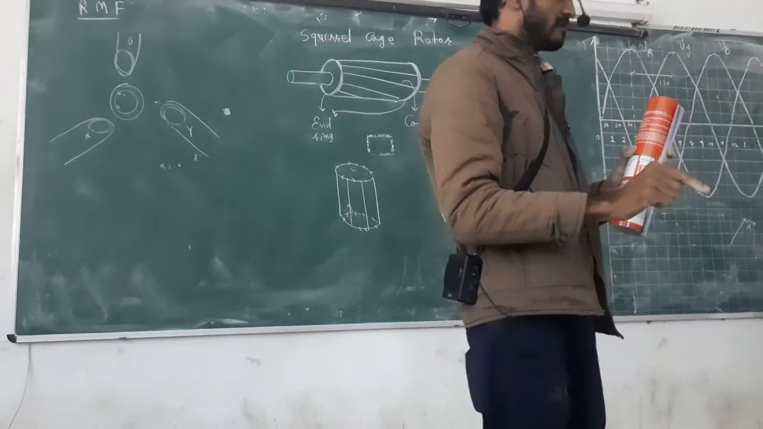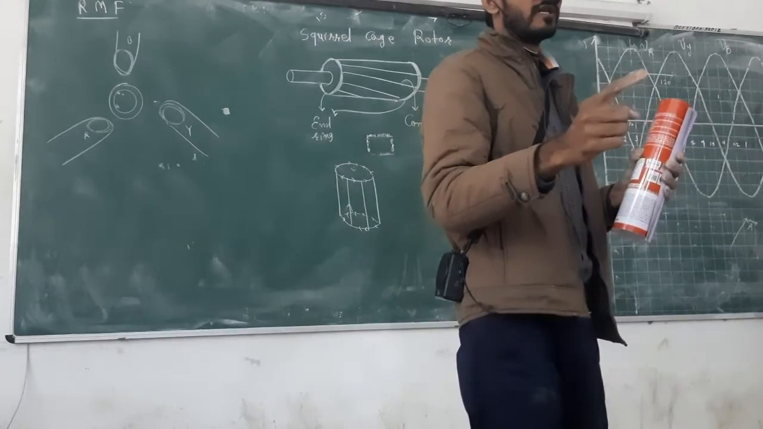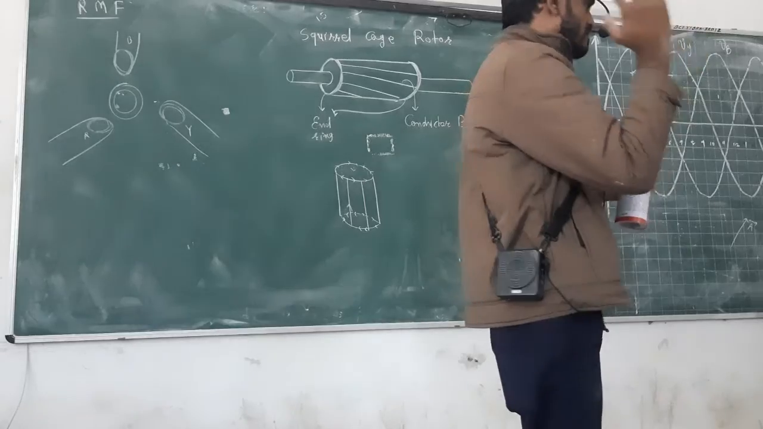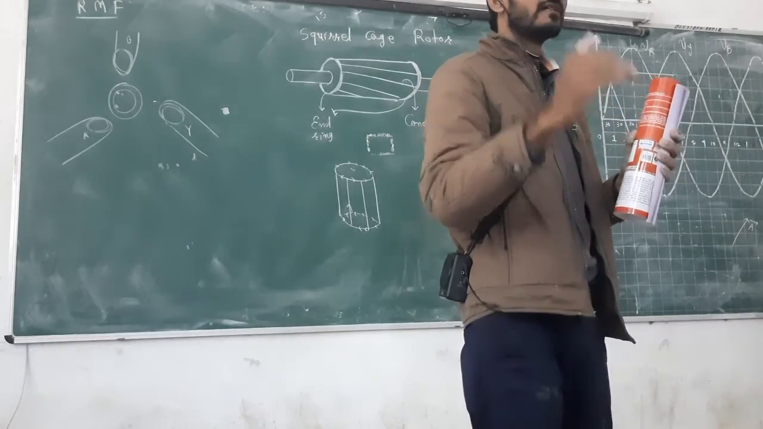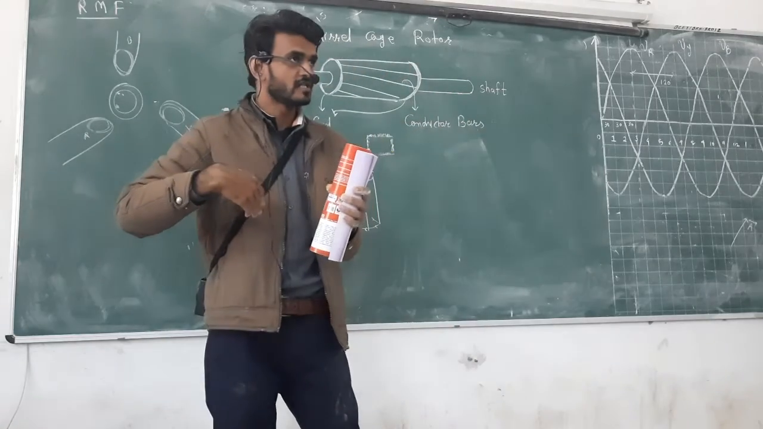If it is a generator, there is generator action and motor action also, but with a slight difference between them. If the motor effect is higher, the machine is called a motor. If the generator effect is higher, the machine is called a generator. What do I mean by motor action and generator action?